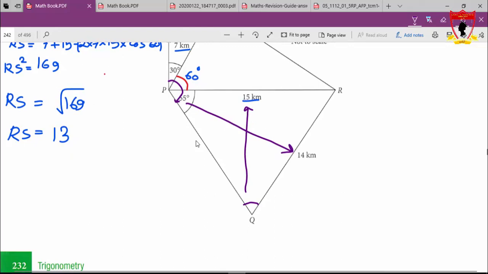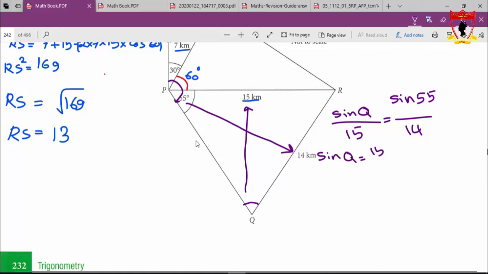Sine rule works like this. Since the angle is missing, we can write the sine on the top. Sine of Q over 15 is equal to sine of 55 over 14. Then we need to get rid of this 15. Then sine of Q is equal to 15 times sine of 55 all over 14.